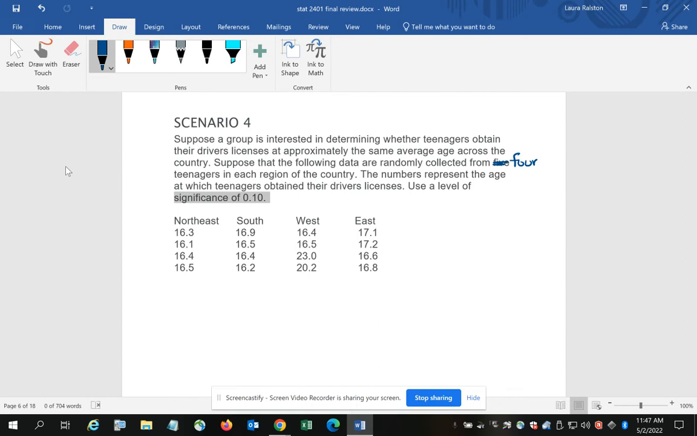And I notice that I have northeast, south, west, and east. So I have the ages, which is my variable, and they're sorted into categories by region of the country. So this represents an ANOVA, an analysis of variance. I have numbers sorted into categories. So we would have our null and our alternative hypothesis.